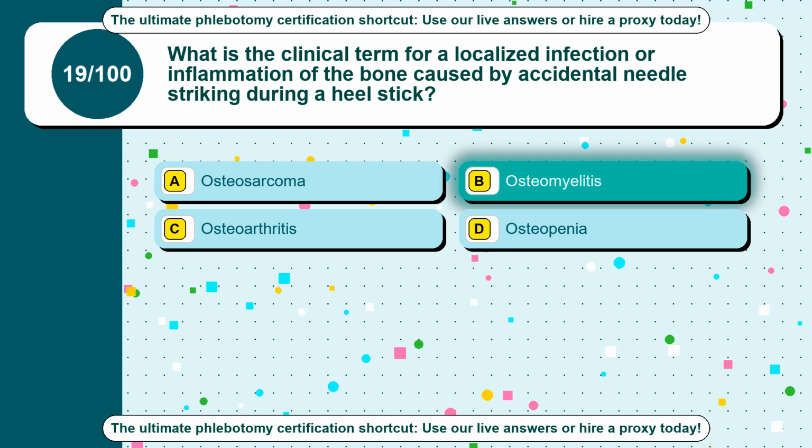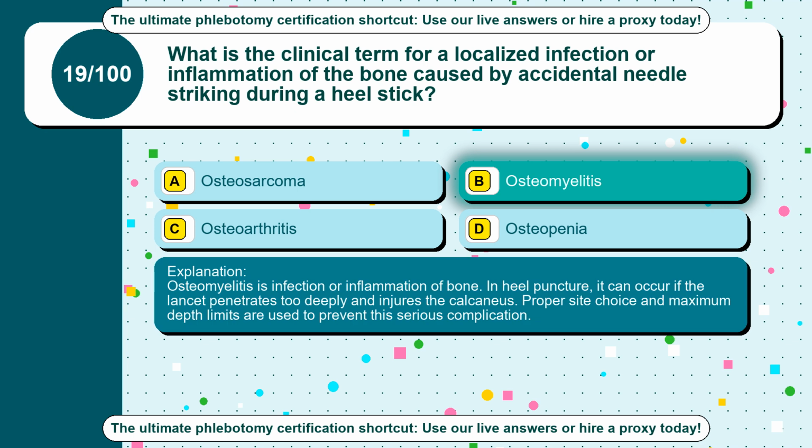The correct answer is option B, osteomyelitis. Osteomyelitis is infection or inflammation of bone. In heel puncture, it can occur if the lancet penetrates too deeply and injures the calcaneus. Proper site choice and maximum depth limits are used to prevent this serious complication.